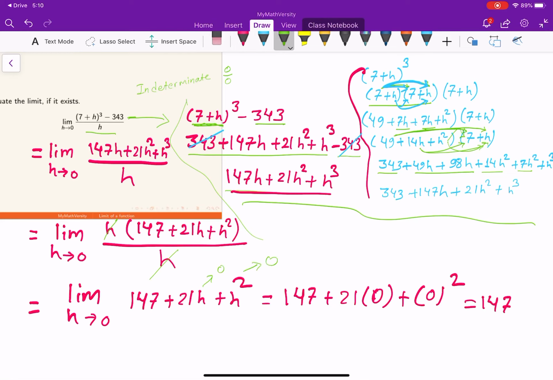Or you can say that when h gets closer and closer to 0, this term vanishes, this term gets closer and closer to 0, that term gets closer and closer to 0, so we are just left with 147, because when h gets closer and closer to 0, the constant term will stay as it is, right? So that's the limit. And well, yeah, we were able to evaluate the limit of this function.